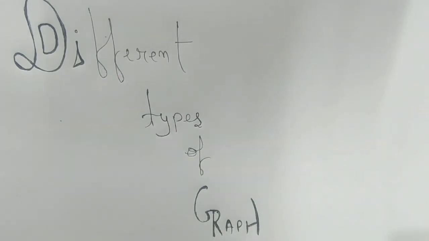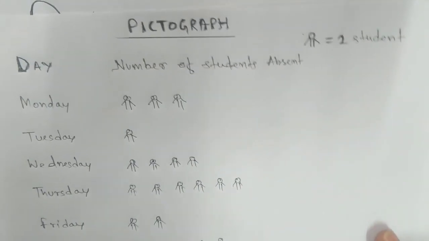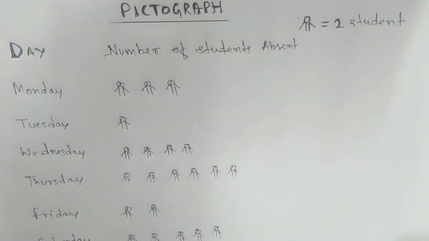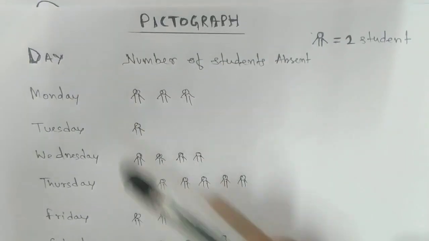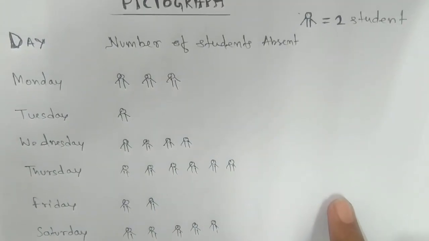There are mainly four different graphs. So let's see them one by one. The first one we're going to take is the pictograph. It looks like this. Here we have data in a graphical presentation, meaning picture presentation. Here we generally take pictures instead of numbers. So this type of graph we call a pictograph.